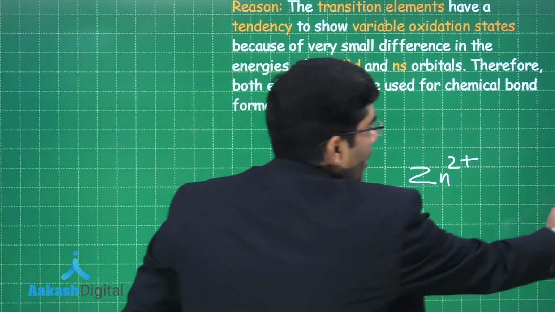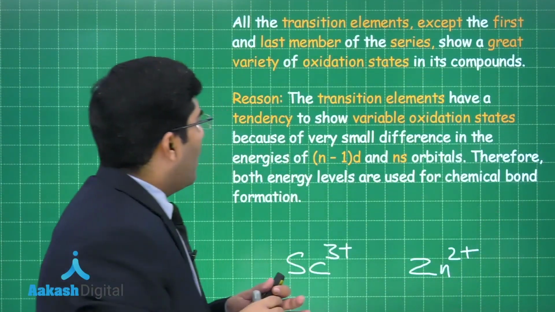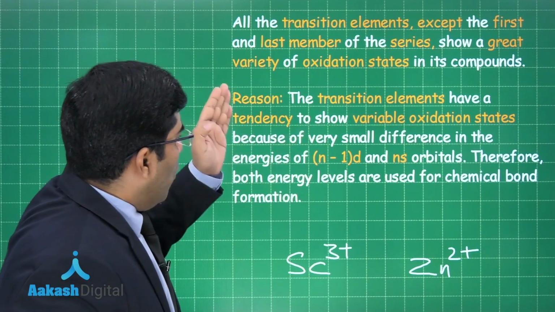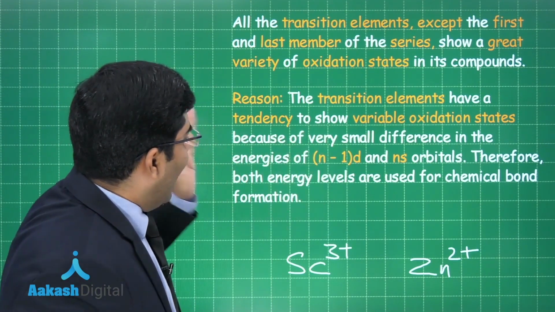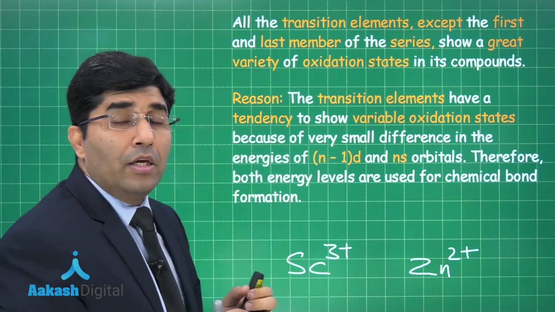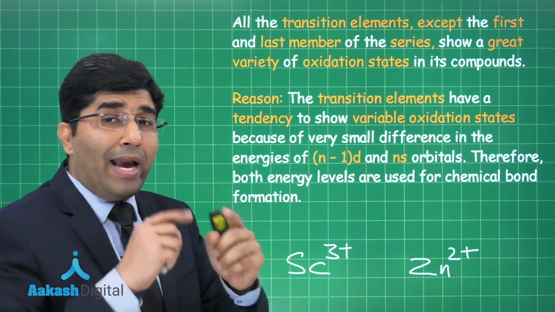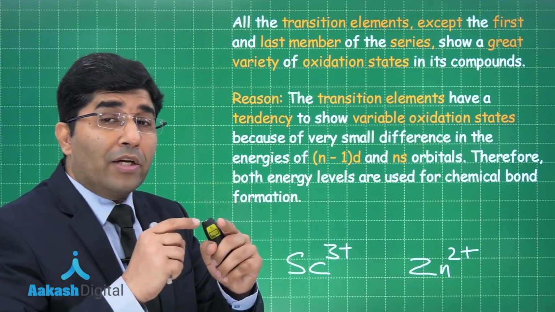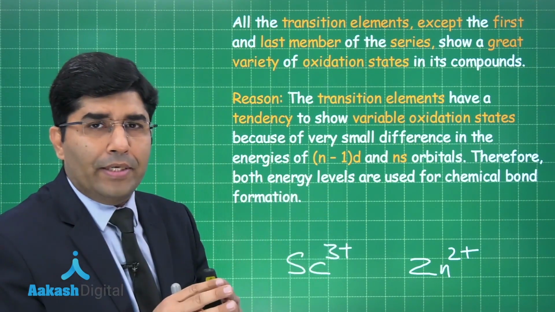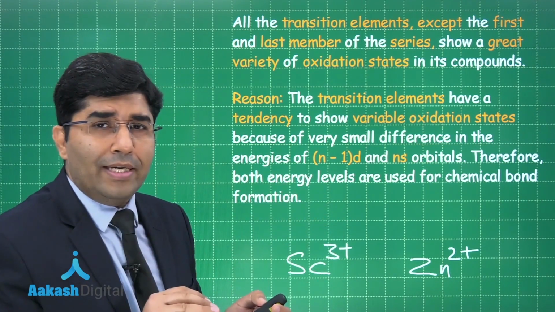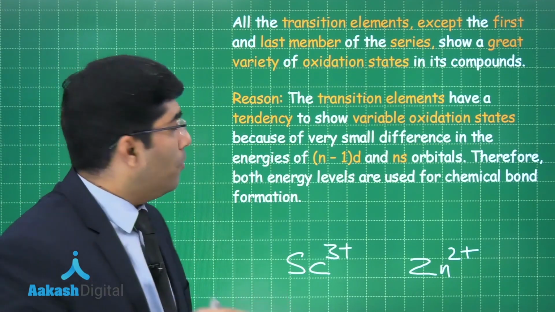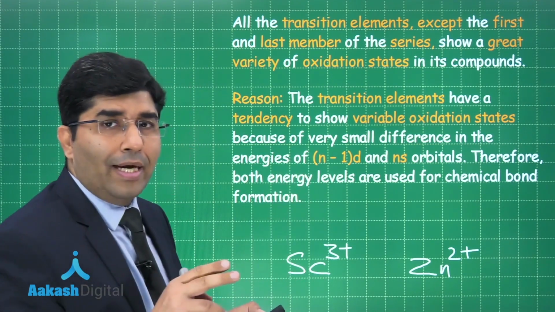What is the reason? The reason is they show variable valency because of a very small difference in the energies of n-1 d and ns orbitals. So electrons of the ns orbital and electrons of the n-1 d subshell both will participate, and the common oxidation state is +2 because first we have to remove the electrons from the ns subshell, right?